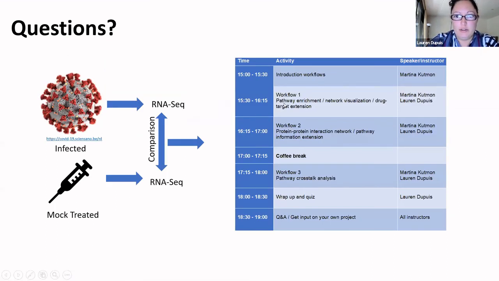First, it's a pathway enrichment, network visualization and drug target extension workflow. The second one is protein-protein interaction networks and pathway information extension. And the final one is the pathway crosstalk analysis.